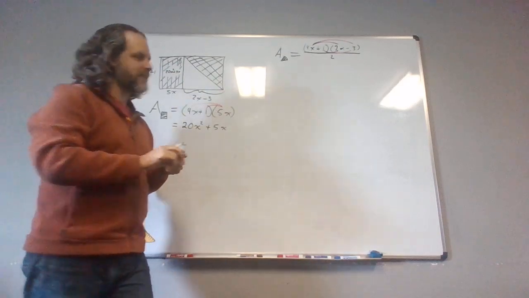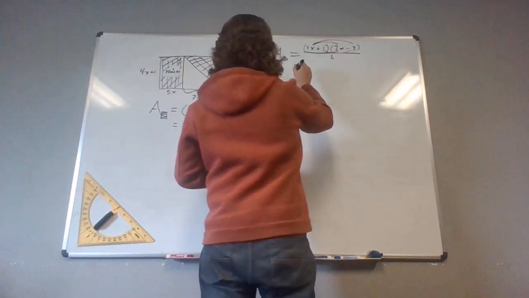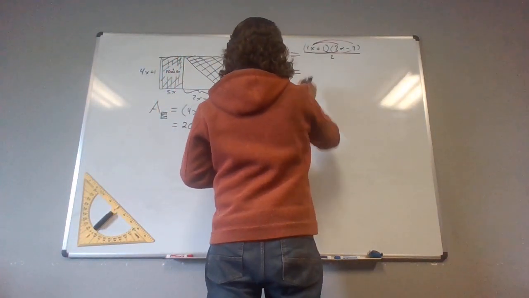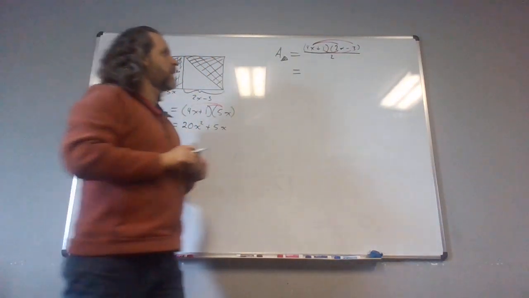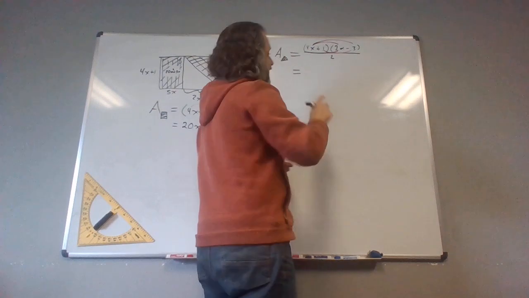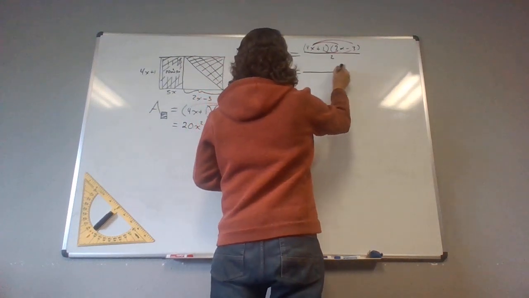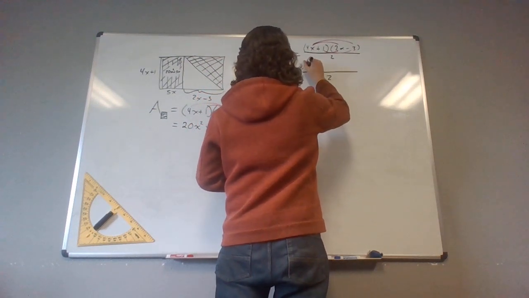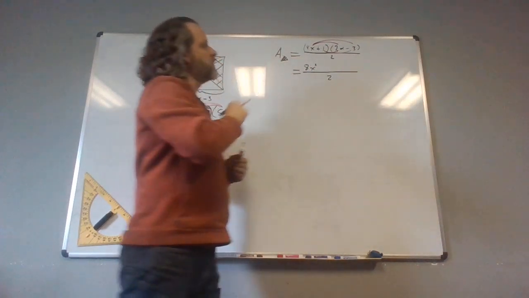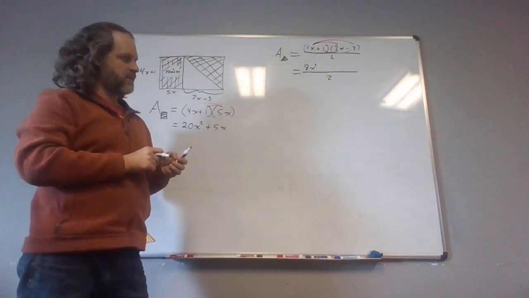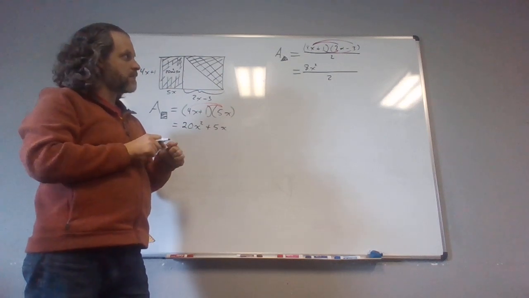First, outside, inside, last. What's 4x times 2x? 8x squared, right? And then what's 4x times negative 3? Negative 12x.